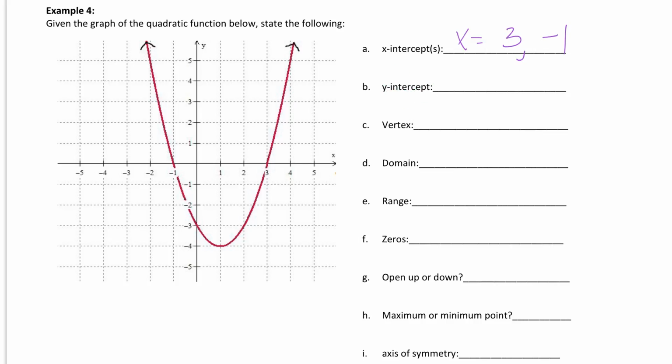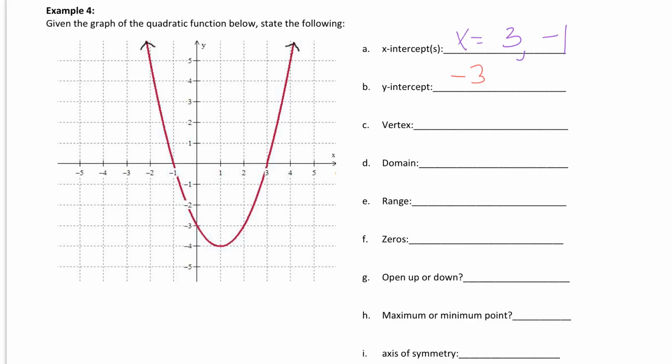Next, I need to find my y-intercept. Well, my y-intercept is when my graph crosses over the y-axis. So as I look at my y-axis, the graph crosses over the y-axis right here at this point, at the point -3. So I can say my y-intercept is -3.